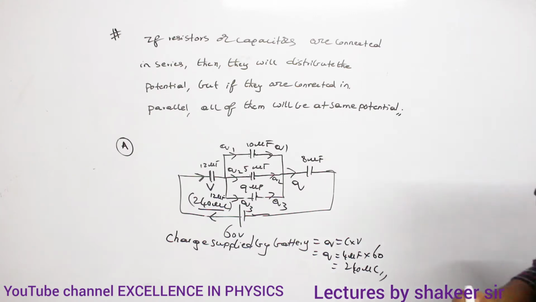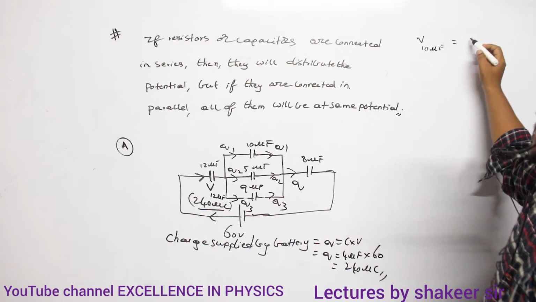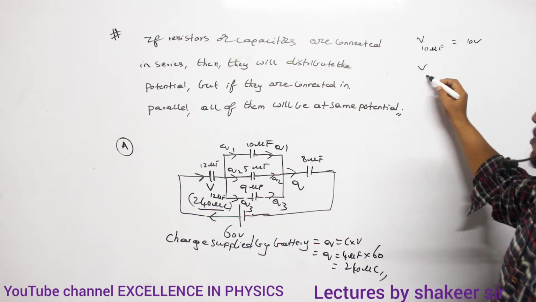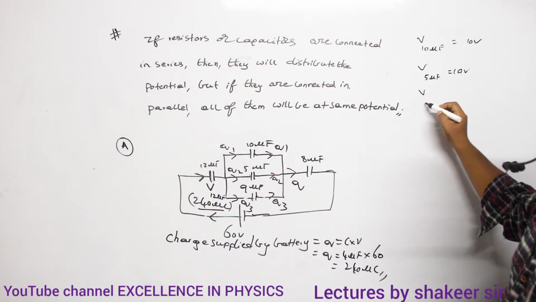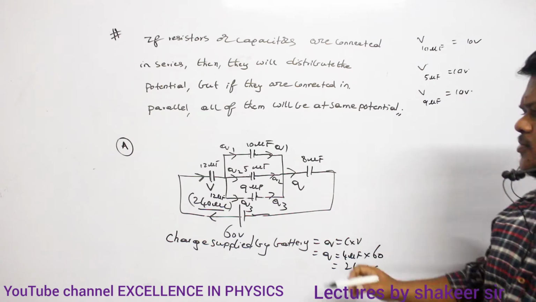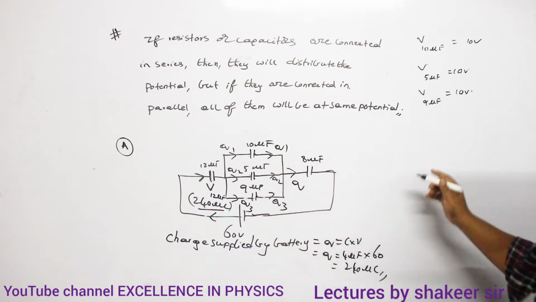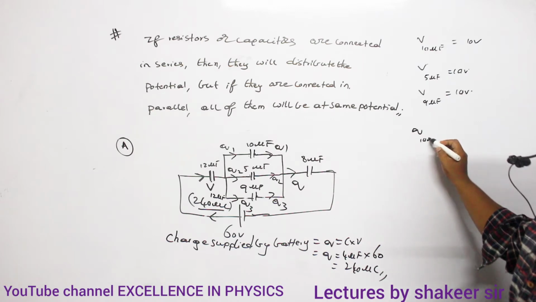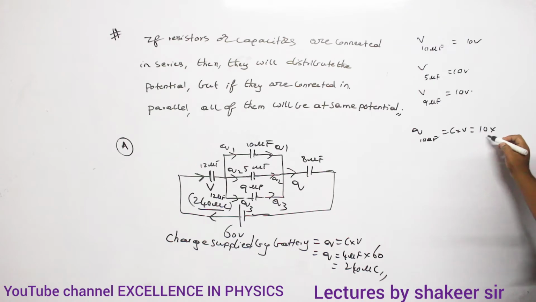So therefore, what is the potential present on 10 microfarads? It is 10 volts. The potential present on 5 microfarads is also 10 volts. The potential present on 9 microfarads is also 10 volts. So if I know potentials and capacitances, I can calculate the charge also. So what is the charge present on 10 microfarads? Q equals C into V. Capacitance is 10, potential is how much? 10. So 100 microcoulombs of charge will be present.